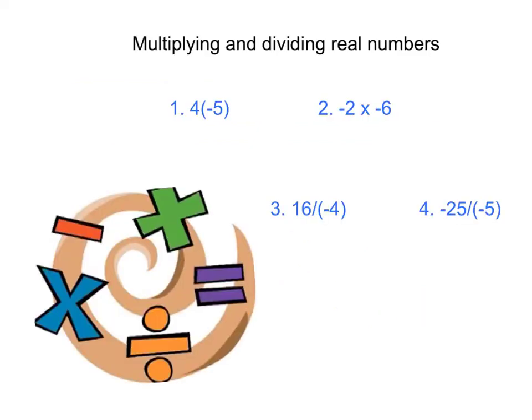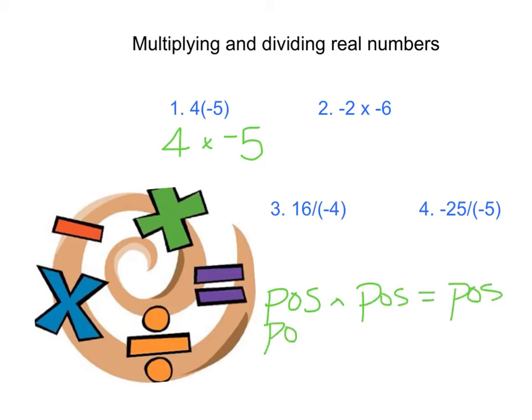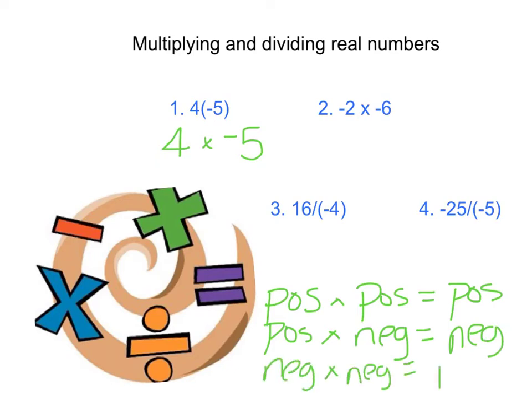Alright, when we look at multiplying and dividing real numbers, first of all, we have to look at some of the ways that we can notate these. So number 1, 4 parentheses, negative 5 parentheses, is the same as saying 4 times negative 5. Remember, a positive times a positive is going to give me a positive. A positive times a negative is going to give me a negative. And a negative number times a negative number is going to give me a positive.